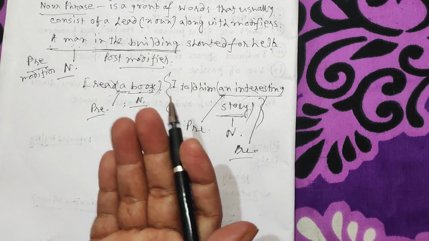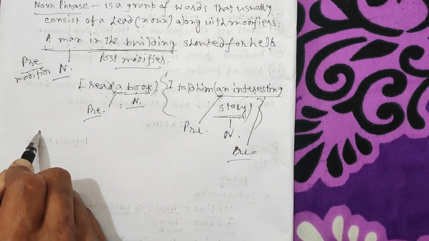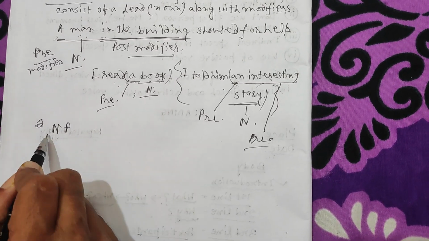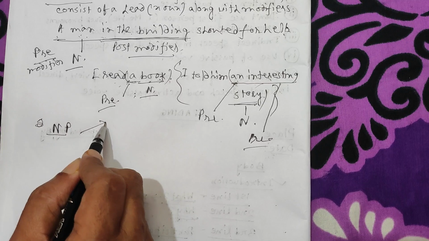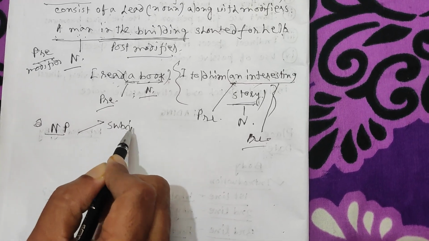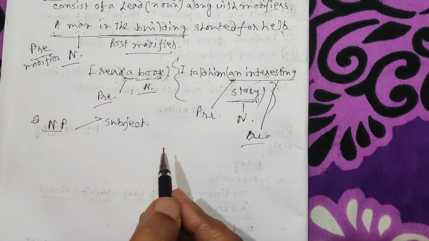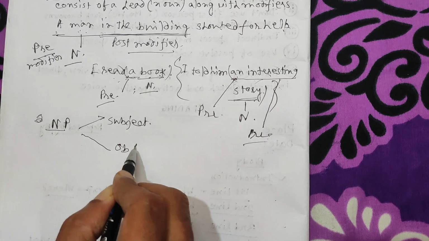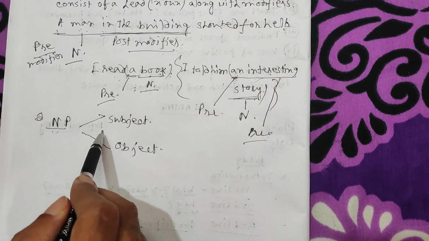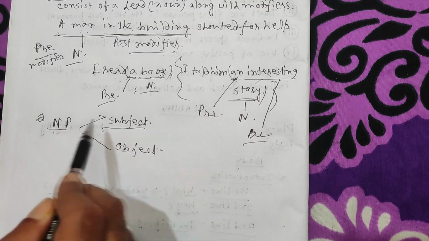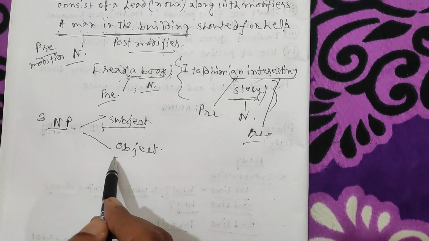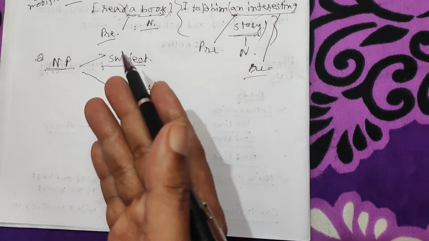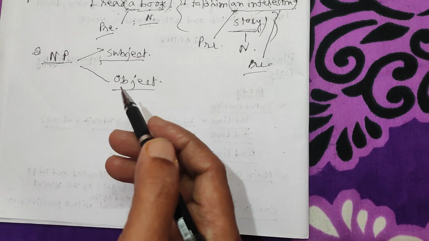You should know the function of a noun phrase in a sentence. A noun phrase (NP) can act as a subject of a sentence, and it can also be used as an object in a sentence. So let us take examples to understand it very clearly.